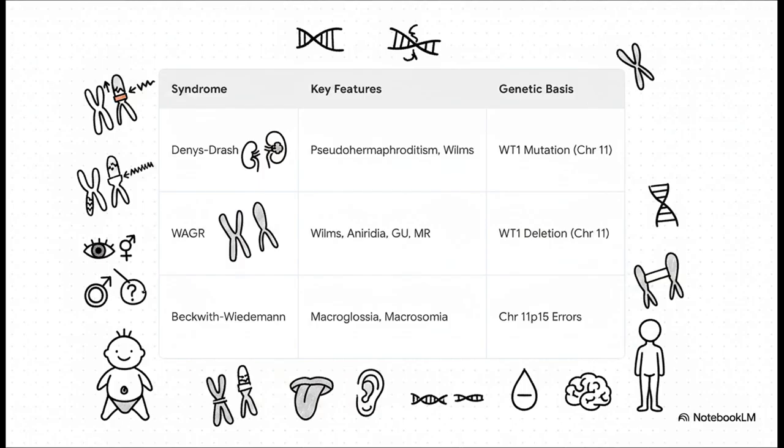That error leads to an overactive IGF2 gene and loss of CDKN1C, which, if you recall, is a cell cycle inhibitor. The clinical picture, distinctly different. You'll see macroglossia, macrosomia, midline abdominal wall defects, those specific ear creases or pits, neonatal hypoglycemia, and hemihypertrophy. Definitely lock this table into your memory.